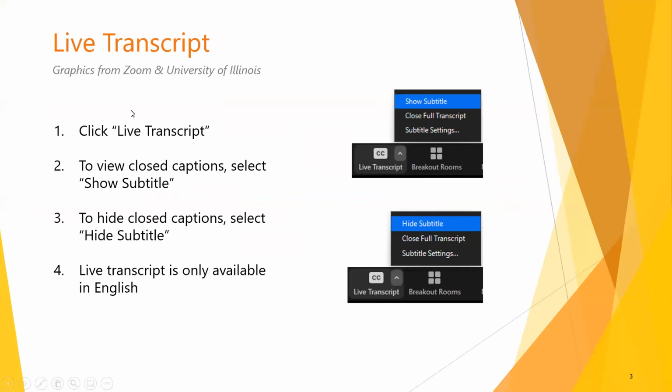If you are deaf or hard of hearing or prefer to read closed captions, we have enabled Zoom's live transcript feature. To view the closed captions, first you'll click Live Transcript at the bottom of your screen. Then you'll click the caret and select Show Subtitle. Instead, if you would like to hide the closed captions, you'll click Live Transcript at the bottom of your screen, click the caret, and then select Hide Subtitle.